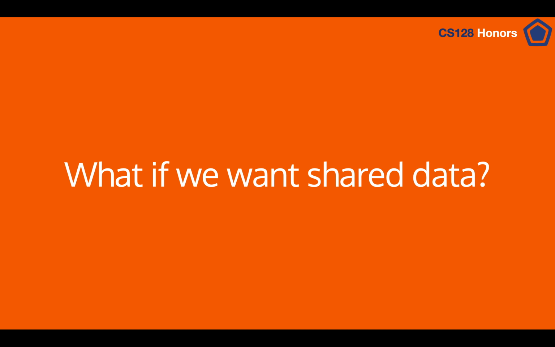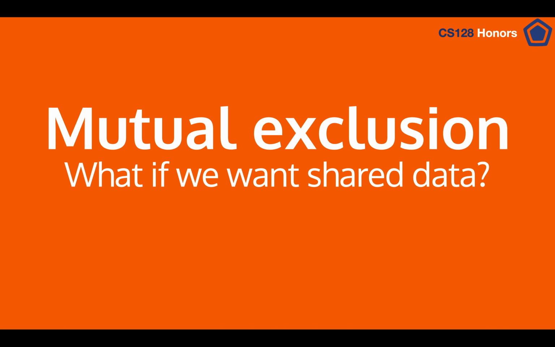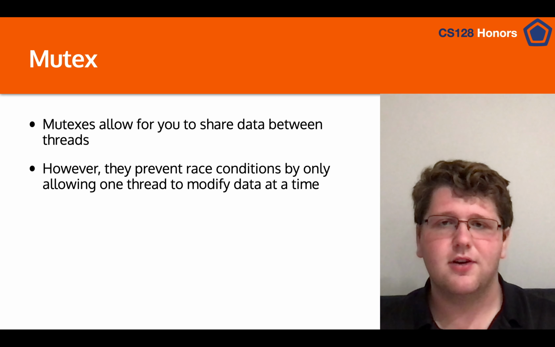So now what if we want shared data? What if we want to be able to have data that two threads, or maybe the main thread and a side thread, both can use? Well, to do this, we'll use what's called a mutual exclusion, or a mutex. The mutex is basically going to prevent threads from accessing the same data at the same time. Let's take a look at that.